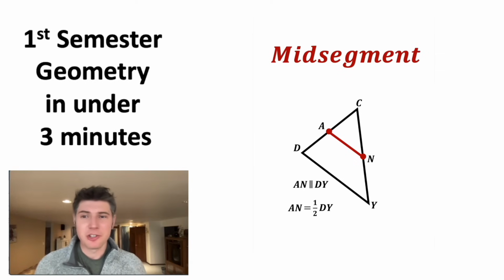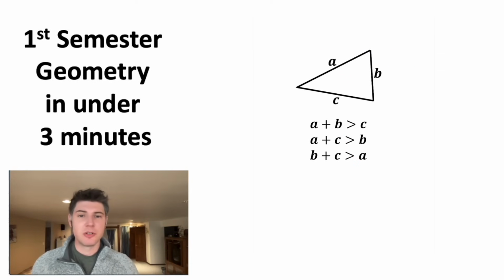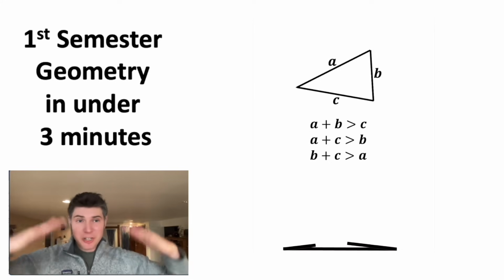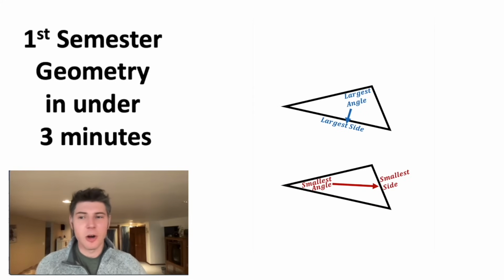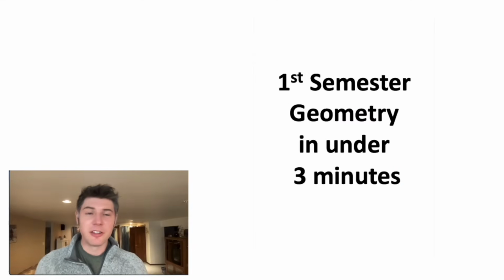And there's even more about triangles. For every single triangle, the sum of the two smaller sides must be greater than the third. If not, they can't form a triangle. They won't reach each other. And the largest side is always opposite the largest angle, and the smallest side is always opposite the smallest angle. And those are some of the highlights of first semester geometry. How exciting.